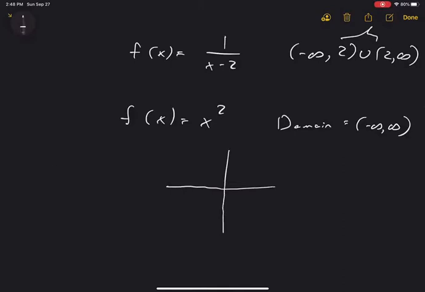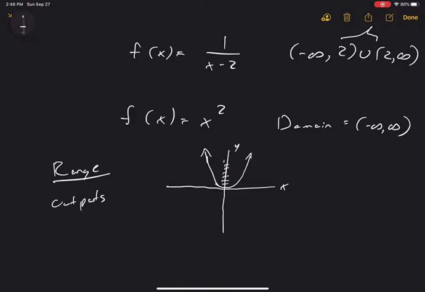The range, so remember, what is range? Range is essentially the outputs of my functions. So this is my x and this is my y. My x's are my inputs, my y's are my outputs, and this is the graph of my function.